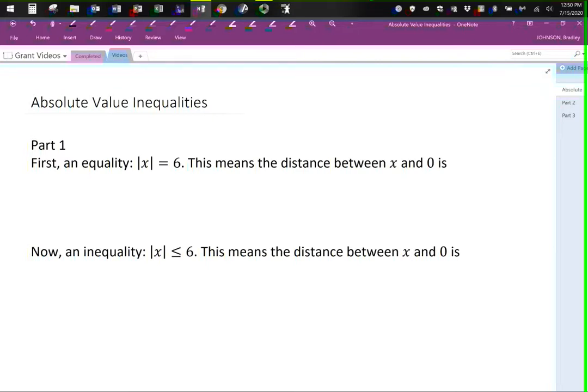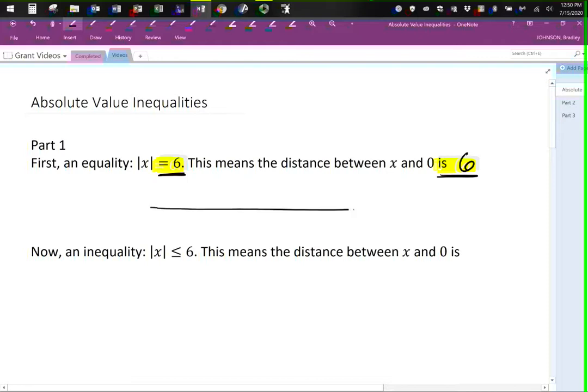So first I'm going to give an equality. Okay, that's just with the equal to. Here we have the absolute value of x is equal to 6. This means that the distance between x and 0 is actually just 6.